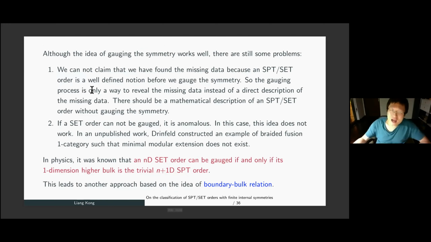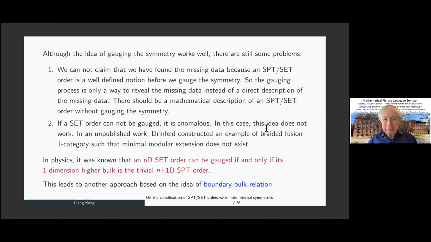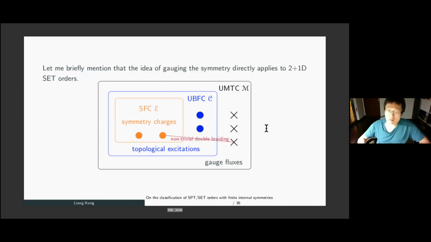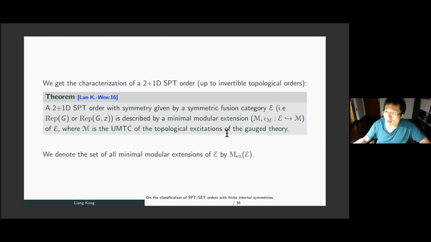All right. So although the idea of gauging the symmetry works well. Question: can you map onto some concrete examples so we have something in mind? Maybe just keep this example in mind. The higher dimensional one is just, let's recall this one. Okay, so this one just says that you have a symmetry E that's given by symmetry charges. Symmetry charges are Rep G in the bosonic case. Rep GZ is the fermionic case. Okay, these are symmetry charges. Now you add additional particle, which is called gauge flux. Together, they make a minimum modulus tension. Okay, together they form a unitary modulus tension category, which is M, and in which the symmetry charge is embedded.